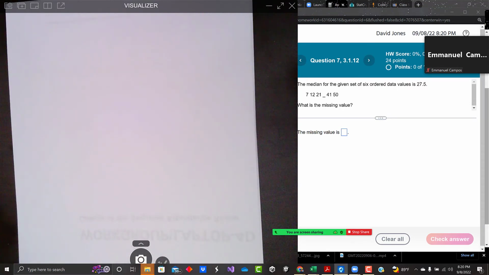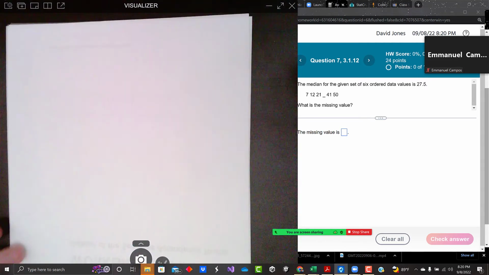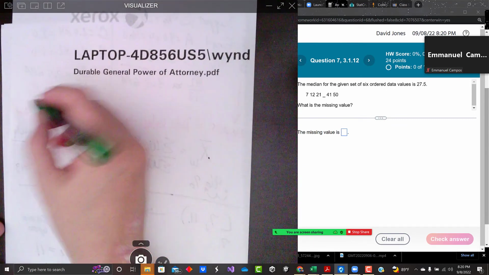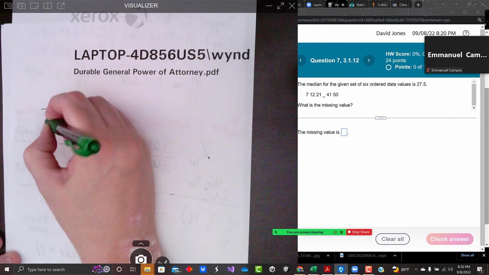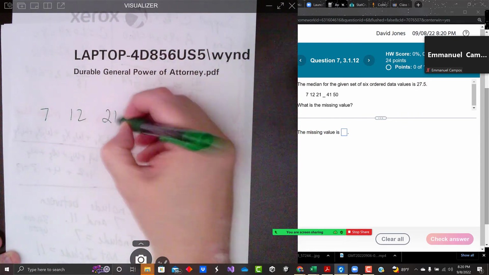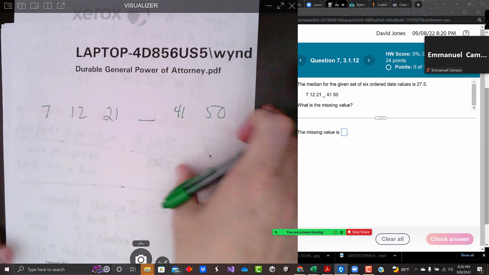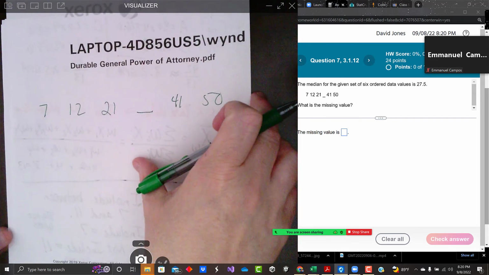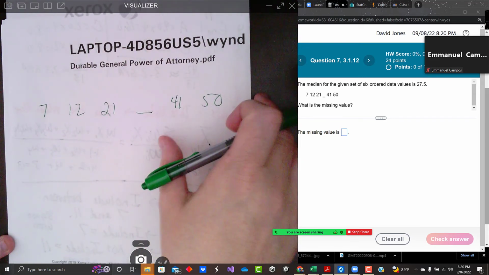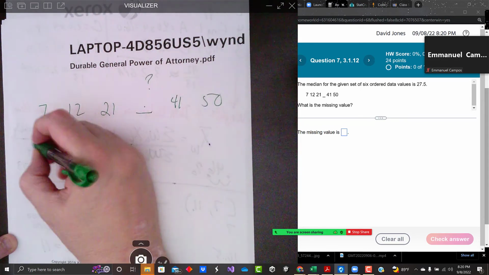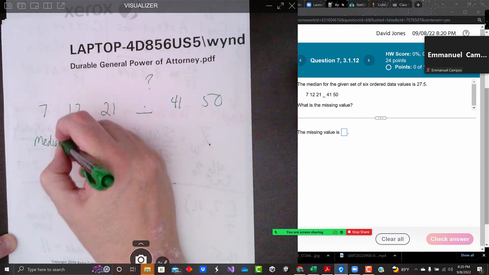So it says the median for the given set of 6 ordered data values is 27.5. So they give us, rather than using a blank piece of paper for half of a problem, 7, 12, 21, blank, 41, and 50. And they say, what is this value if the median is 27.5?